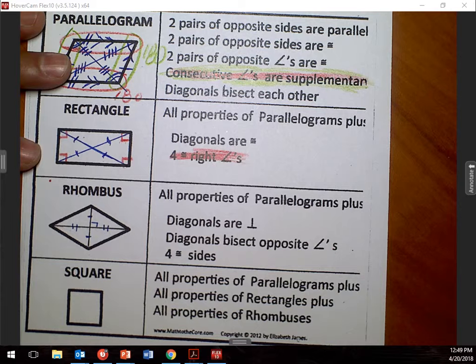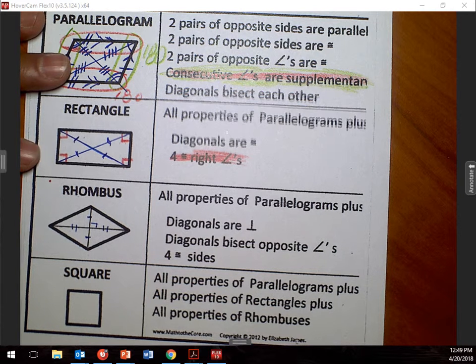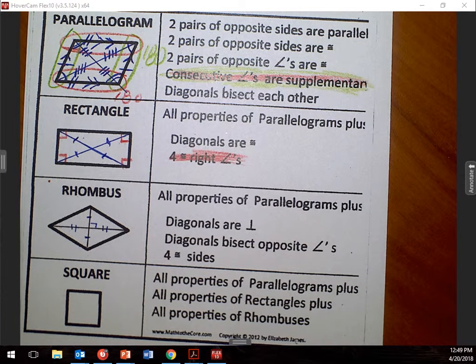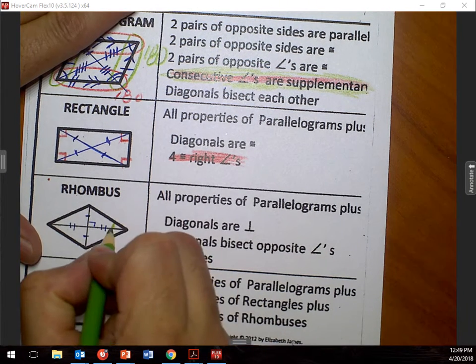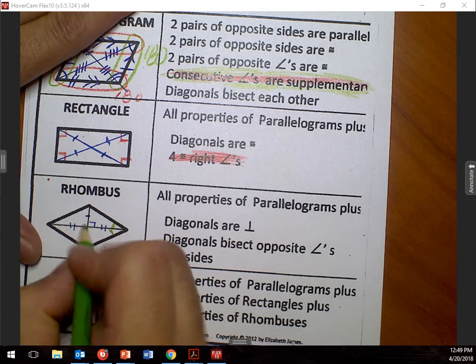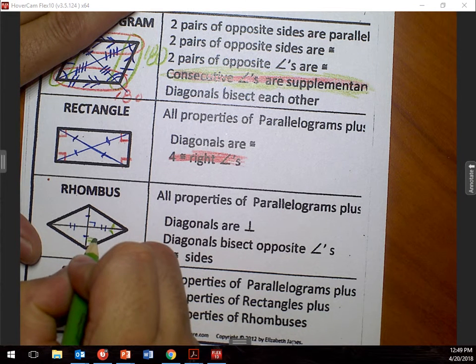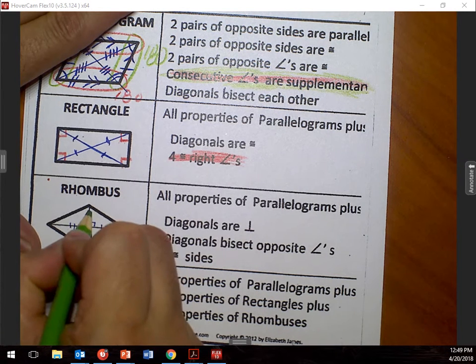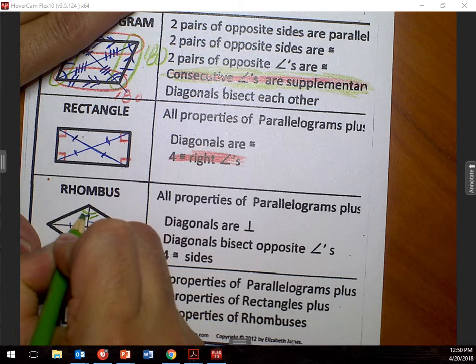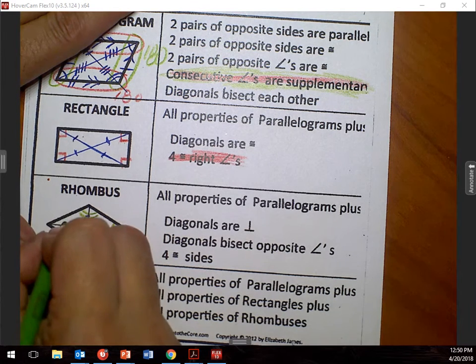All right, diagonals bisect opposite angles. Now, what was bisect again? Cut into two equal parts. So now we're cutting the angle into two equal parts. So this piece is going to be congruent to this piece. This piece congruent to this piece. Same thing goes over here. This is a double. Good, double. Yep, that's what it is. And a single right here.